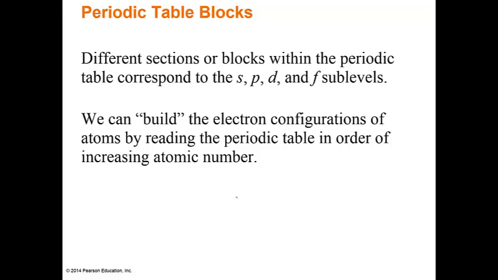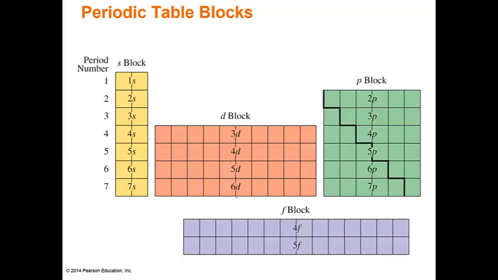So different sections or blocks within the periodic table correspond to the S, P, D, and F sublevels like we talked about today. We can build the electron configuration of atoms by reading the periodic table in order of increasing atomic number. So as we increase the atomic number, the energy is going to increase as well with that number. So here again are our blocks. We've got our S's all down here, okay? And that would make sense.